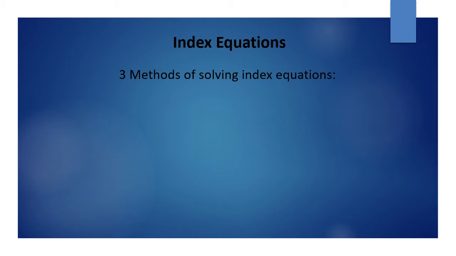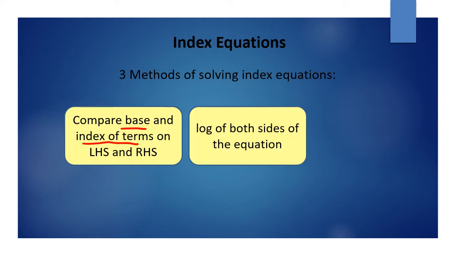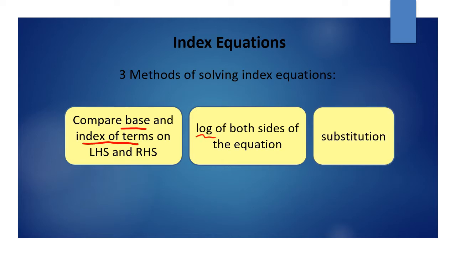Okay, so let's move on to the first equation, which is the index equation. There are three methods of solving an index equation. The first one is to compare the base and index of the terms on the left hand side and the right hand side. The second one is putting log on both sides of the equation. And the last one is by using substitution, where we let something equal to a representation in the equation.